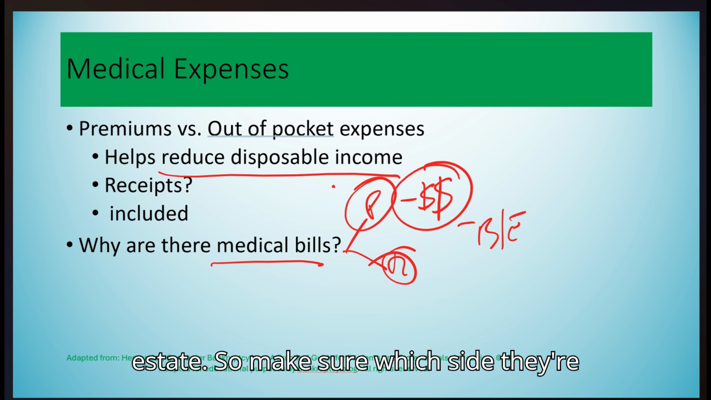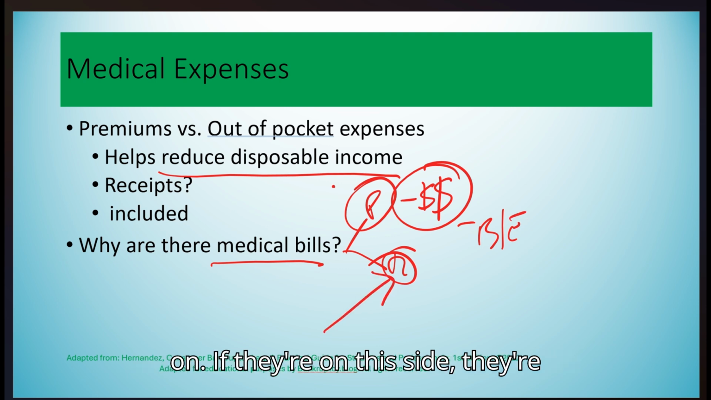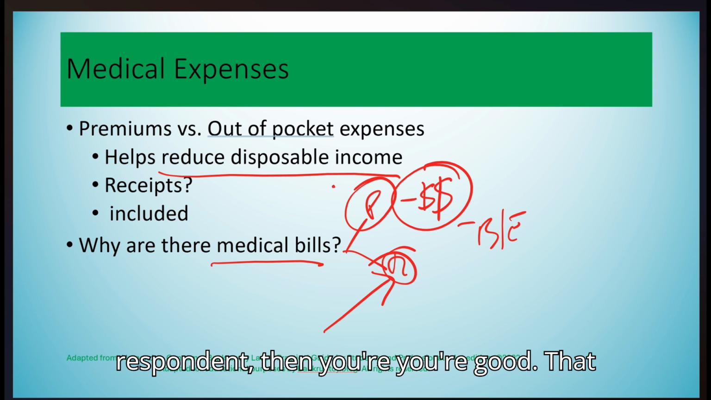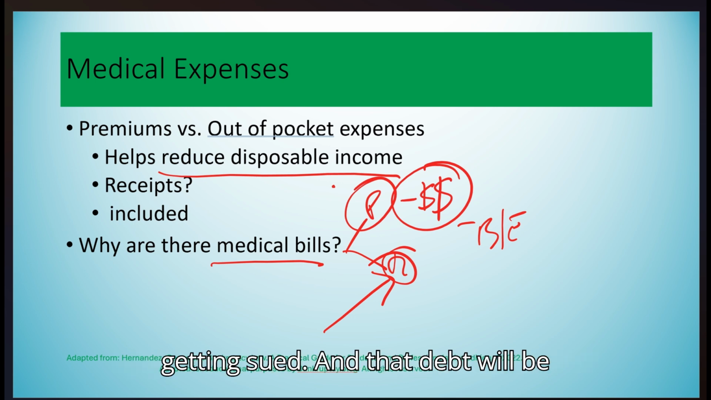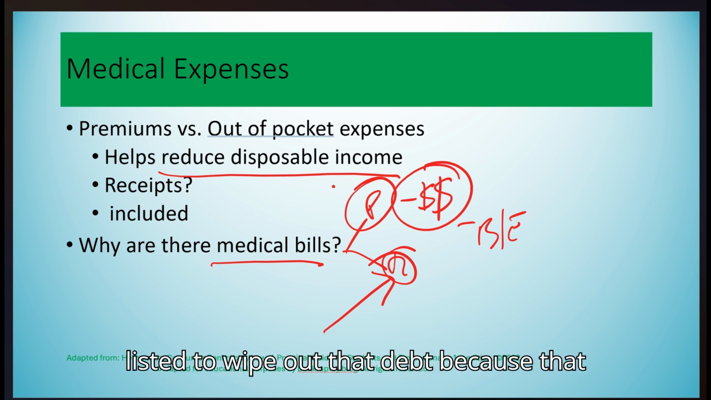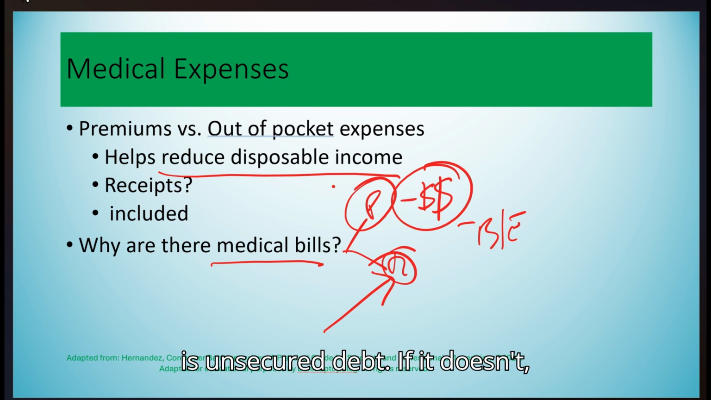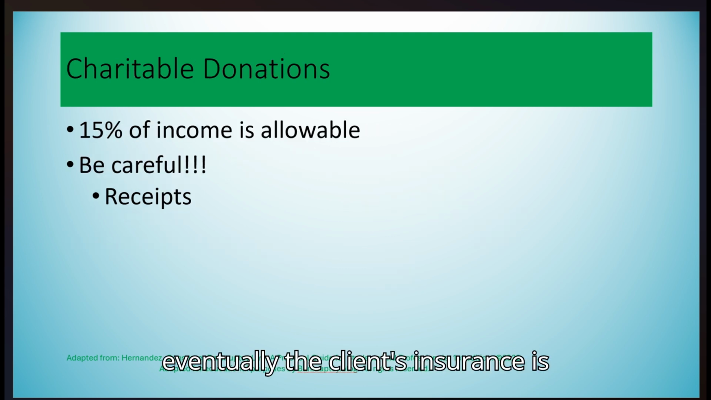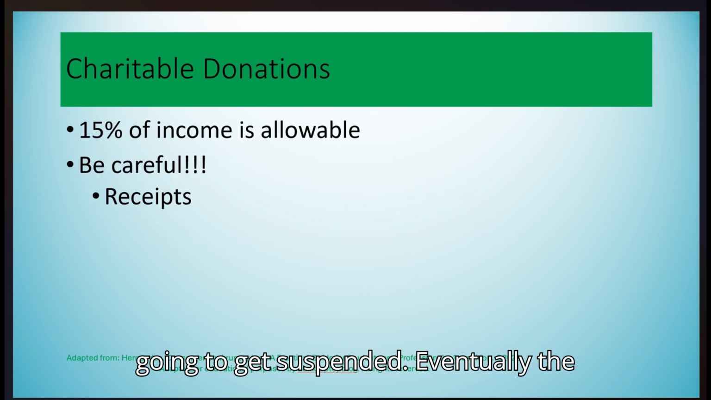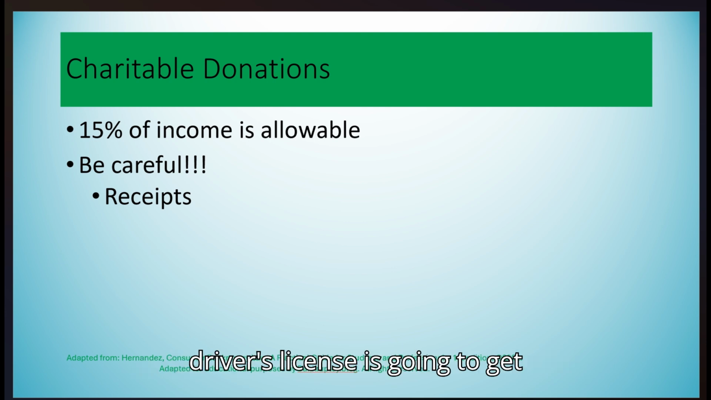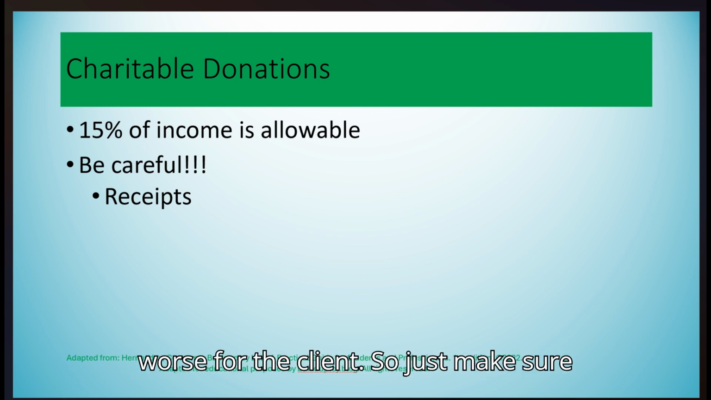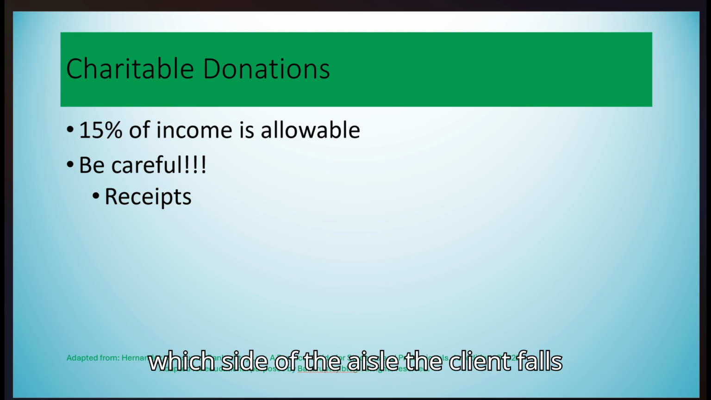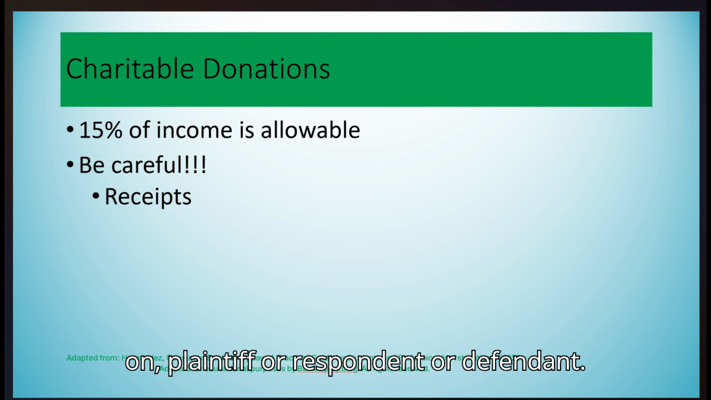So make sure which side they're on. If they're on this side, the respondent, then you're good. That just means that they caused the traffic accident. They're the ones getting sued, and that debt will be listed to wipe out that debt, because that is unsecured debt. If it doesn't, eventually the client's insurance is going to get suspended. Eventually, the driver's license is going to get suspended, and then it's going to get worse for the client. So just make sure which side of the aisle the client falls on, plaintiff or respondent or defendant.